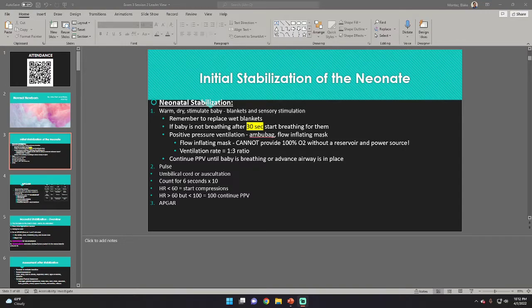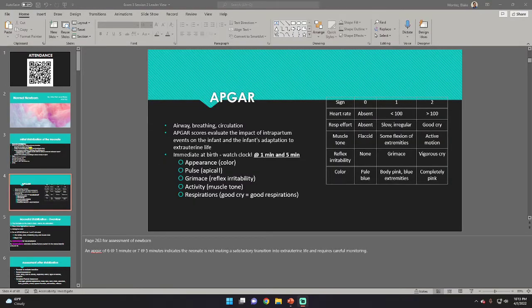So when it comes to our initial assessment, if that heart rate is less than 60, we're going to be doing compressions. If it's more than 60, but between that 60 and 100 range, we're going to be doing that positive pressure ventilation.